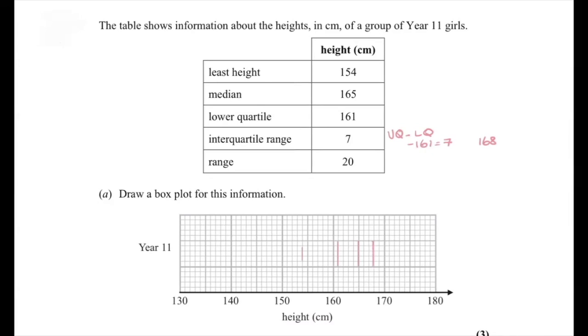And then they're doing the exact same thing in that last bit. We don't have the maximum, we just have the range. The maximum, take the minimum is the range. So add the 20 on and it's 174. Now it's just a case of drawing your box and your whiskers to complete the diagram and you're done.